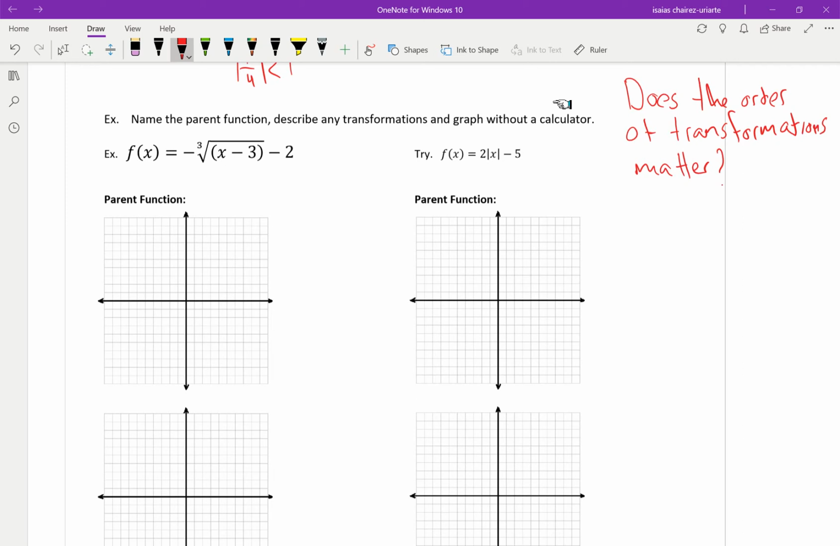So for instance, what I mean by that is, should I reflect first and then shift, or shift first and then reflect? Does it matter?